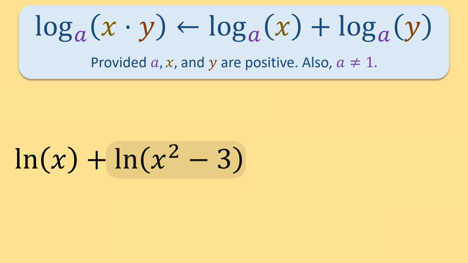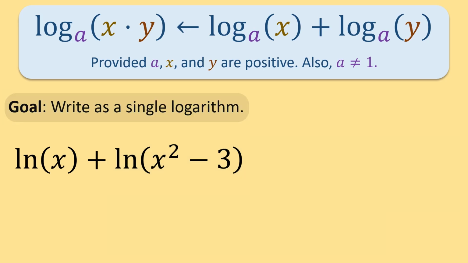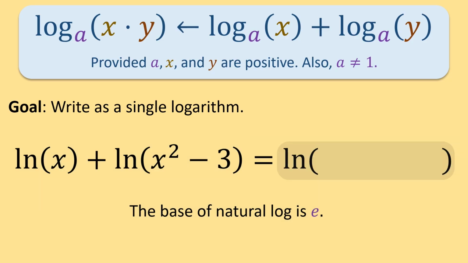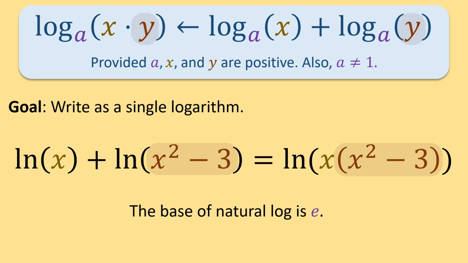If we are told to rewrite this as a single logarithm, we would be moving from the right side of the rule back to the left side of the rule. Since both of our logarithms have a common base, the base of both of these being e, we can rewrite this as a single logarithm, which is natural log of the term in the first logarithm, which is x, multiplied by the term of the second logarithm, which is x squared minus 3. So our single logarithm is natural log of x times the quantity x squared minus 3.